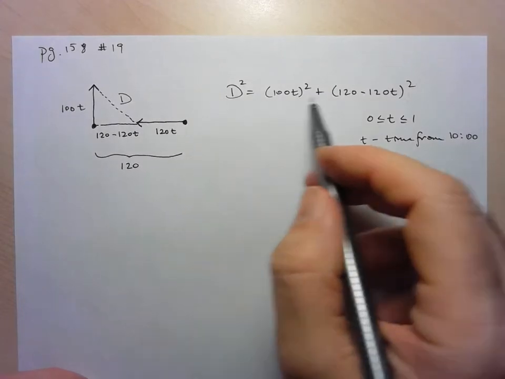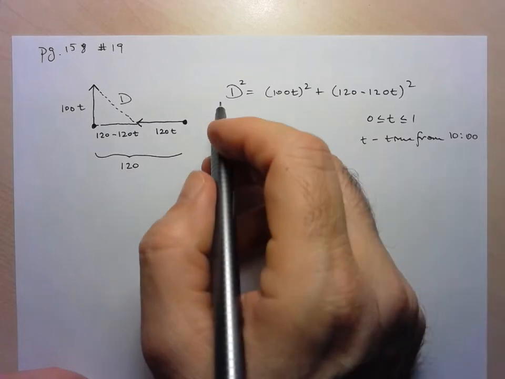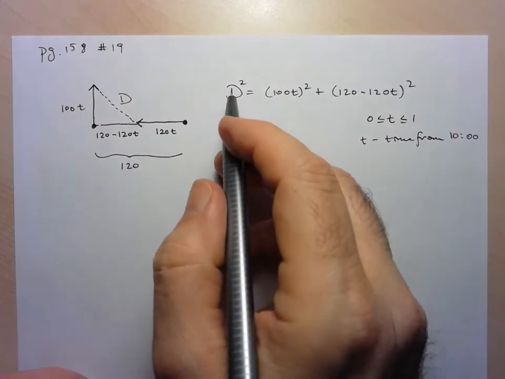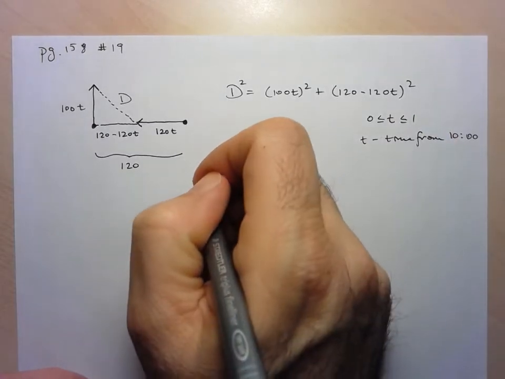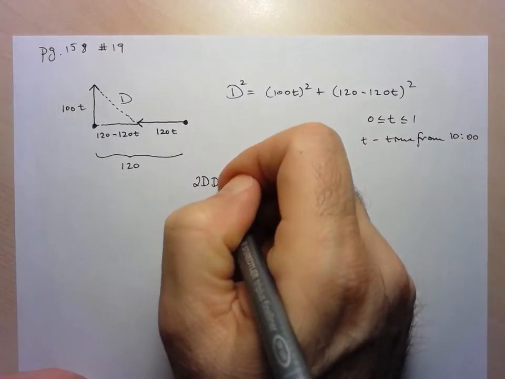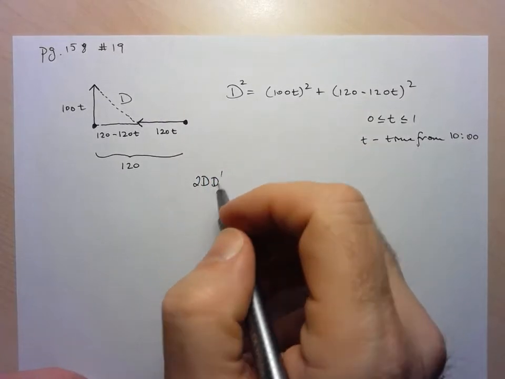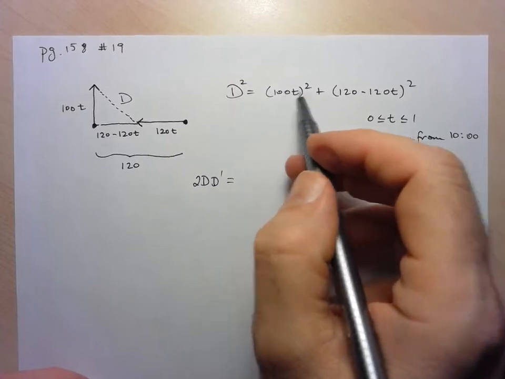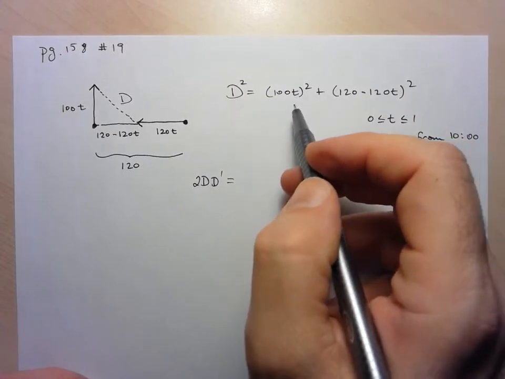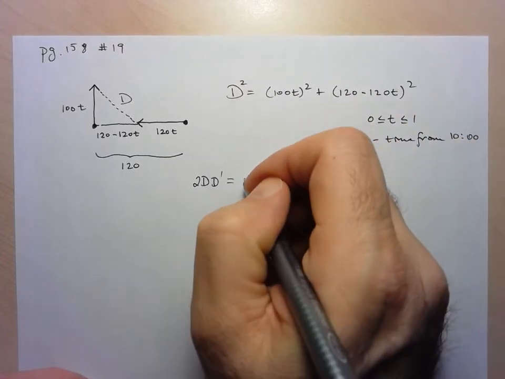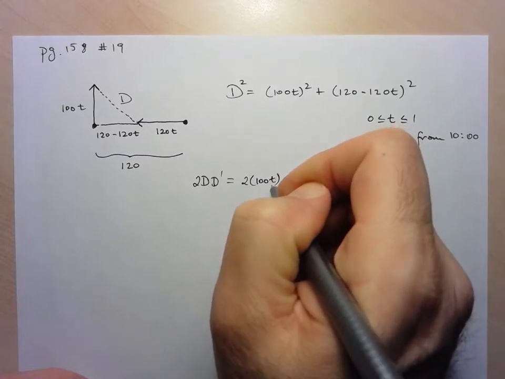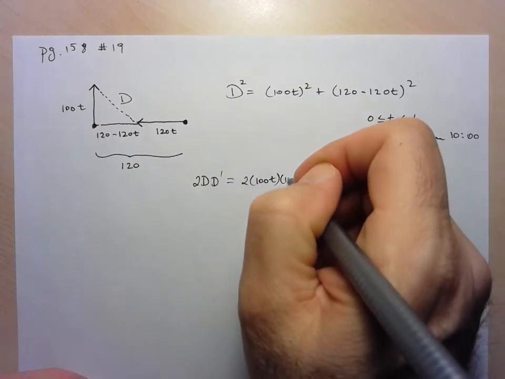Now we'll go ahead and do the calculus portion. Let's take the derivative here with respect to time. I'm going to apply the chain rule there, so this becomes 2d d prime, where this is the derivative with respect to t. And here, instead of multiplying everything out, I'm just going to use the chain rule. This is like my u, so 2u: 2 times 100t times the derivative of 100t, which is just 100.